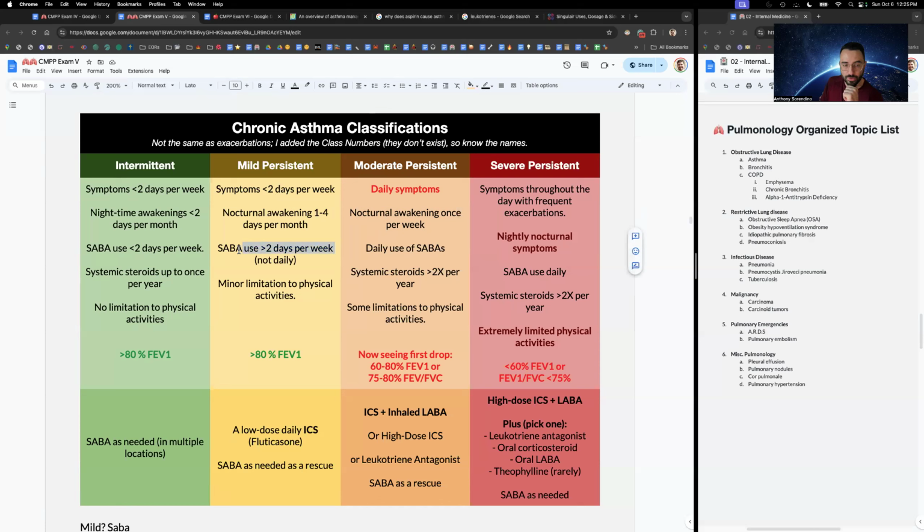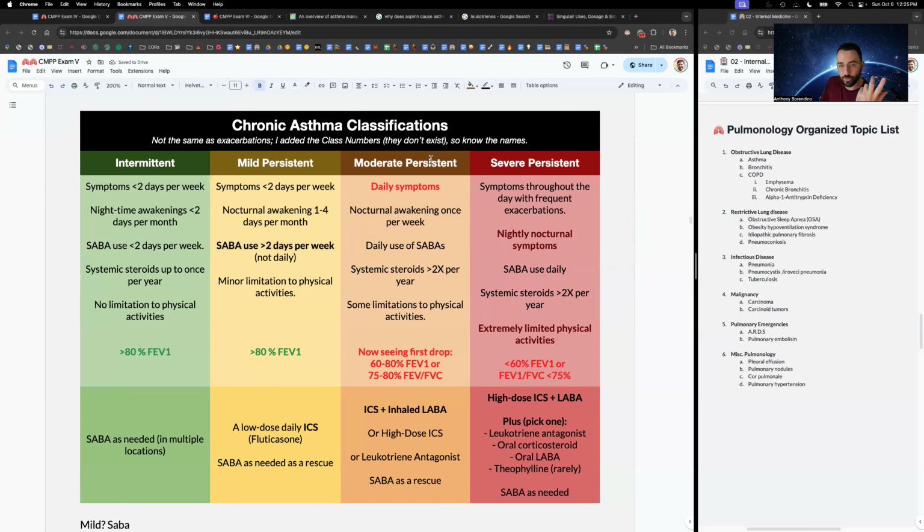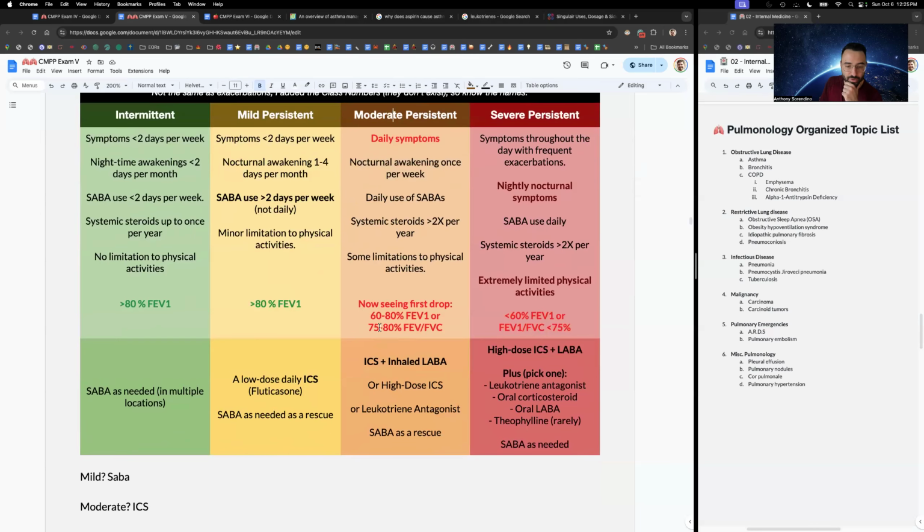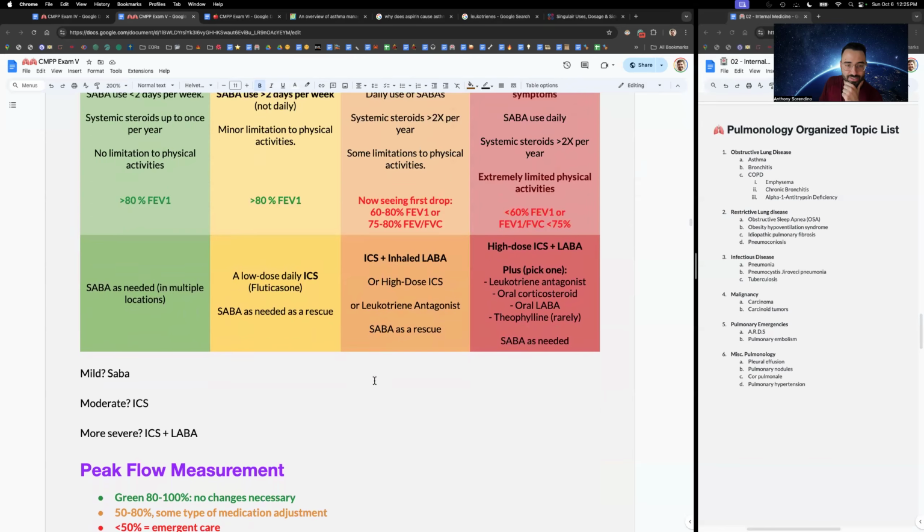But the SABA use here, that's going to be your clue that's going to bring you up to mild persistent. And you think about this, that these three persistent categories are just mild, moderate, severe. So you can look at those as a triad and then think about intermittent. Most likely you're not going to be asked about intermittent. It's probably going to be mild or moderate. Okay. We'll talk about the medications in a second.